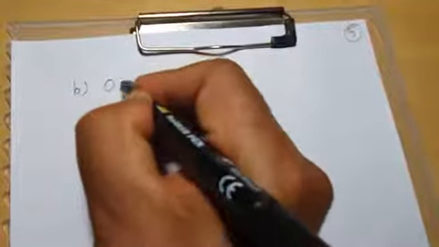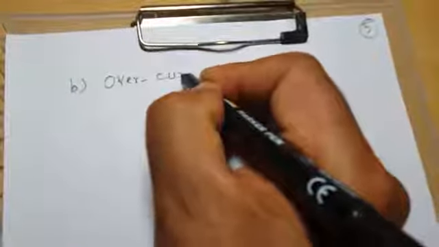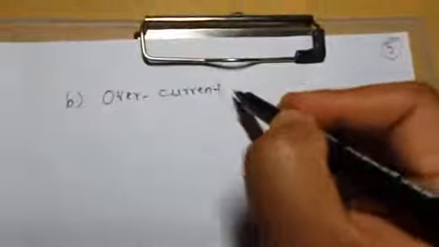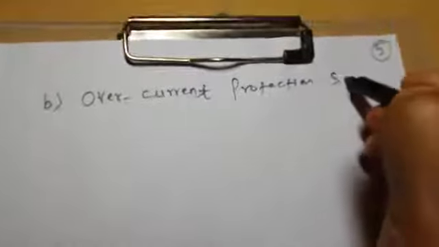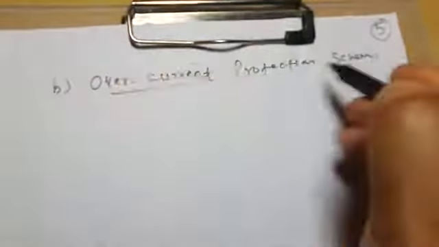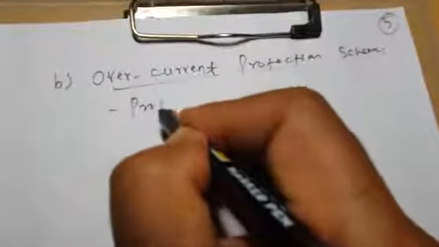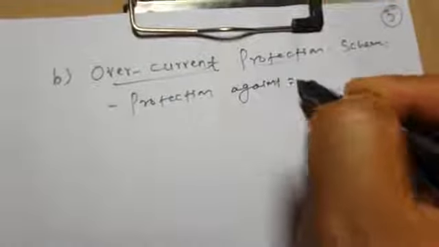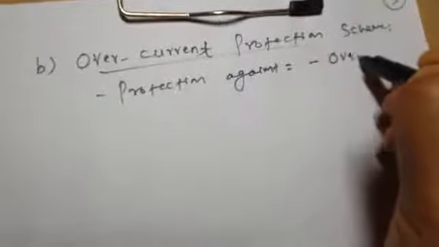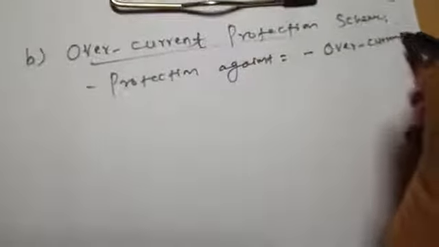Now let us see how overcurrent protection is provided. Since we have studied the overvoltage protection scheme, let us now study the overcurrent protection scheme of your HVDC converter system. When I say overcurrent protection scheme, protection has to be provided against, number one, overcurrents, that is fault currents or short circuits.